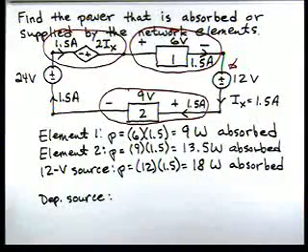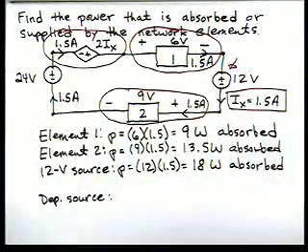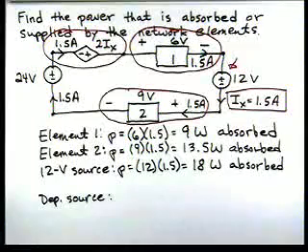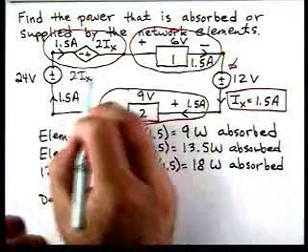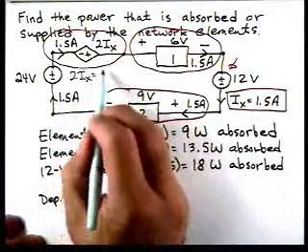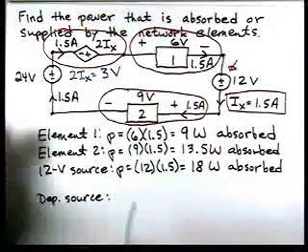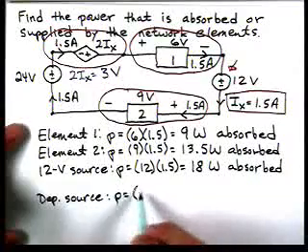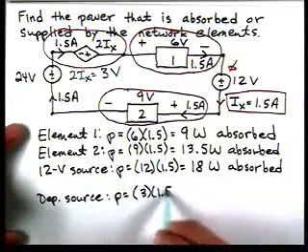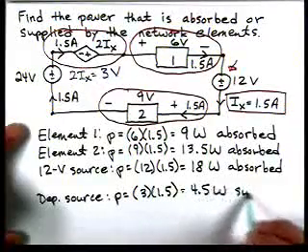Now if we look and note that IX is equal to 1.5 amps, so that tells us then that 2IX is going to be 3 volts. Okay. So now if we take V and I, since this doesn't satisfy the passive sign convention, we're going to have 3 times 1.5, that's going to be 4.5 watts supplied.